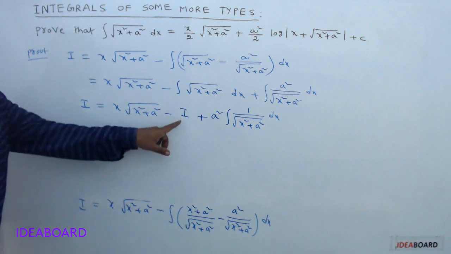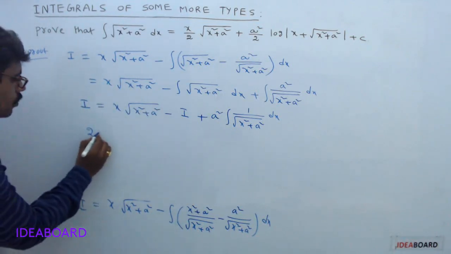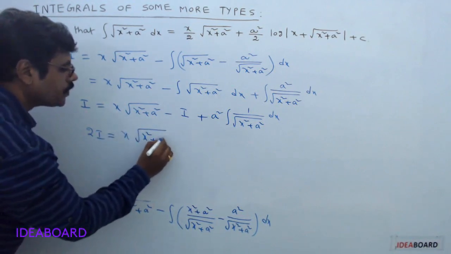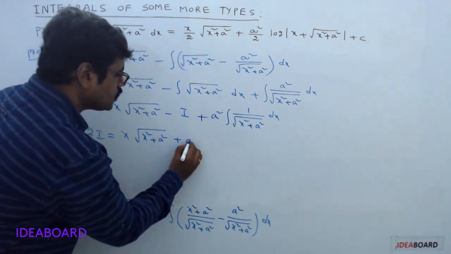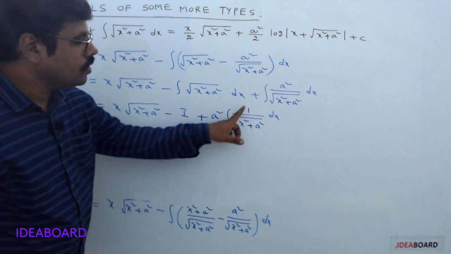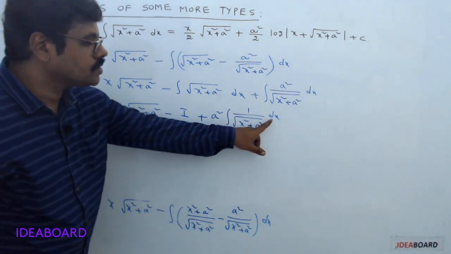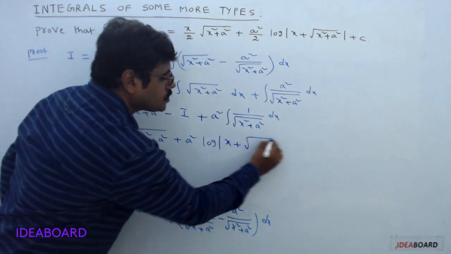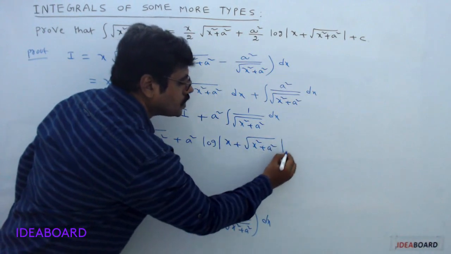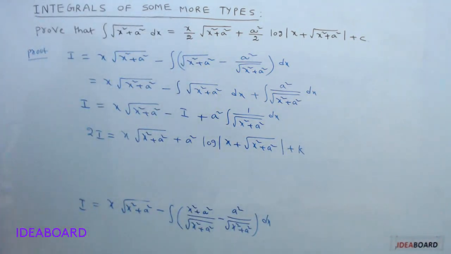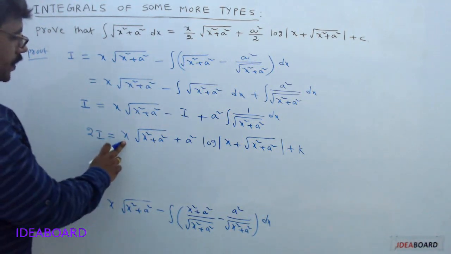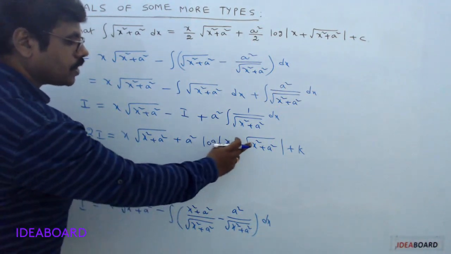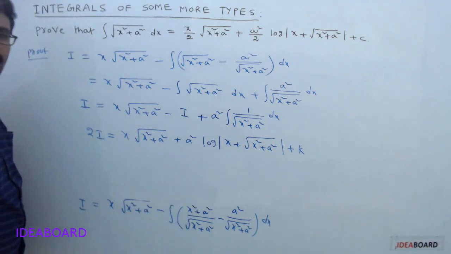Now bring this minus I from RHS to LHS. So I plus I, 2I, equal to x into square root of x square plus a square plus a square into integral 1 divided by root of x square plus a square dx. What is this formula? Log mod of x plus square root of x square plus a square plus some constant k. Now 2I equal to x into root of x square plus a square plus a square into log mod of x plus root of x square plus a square plus some constant k.